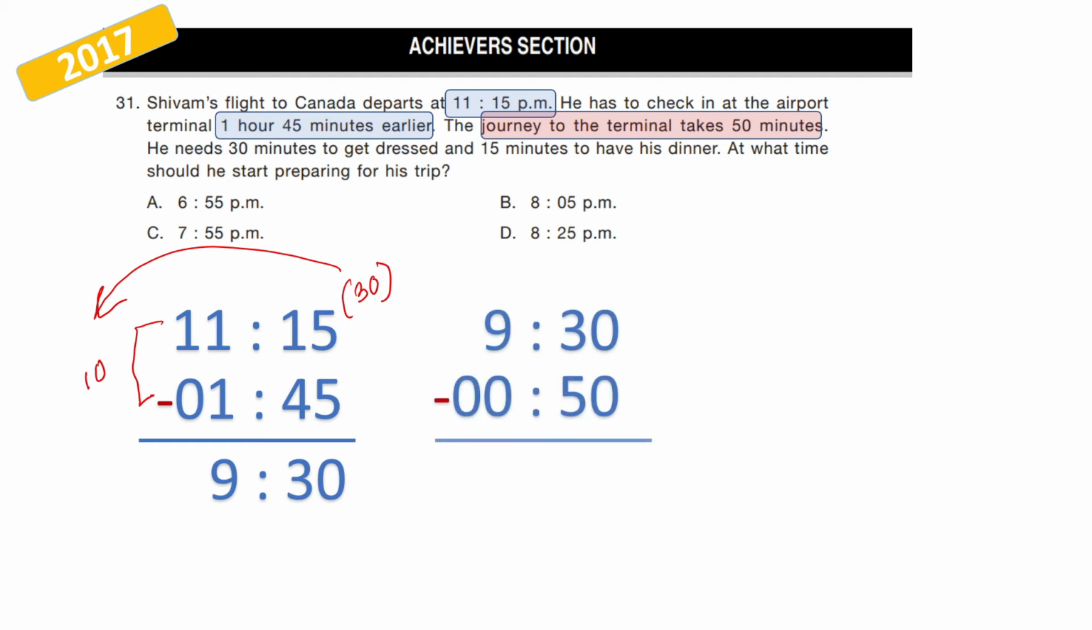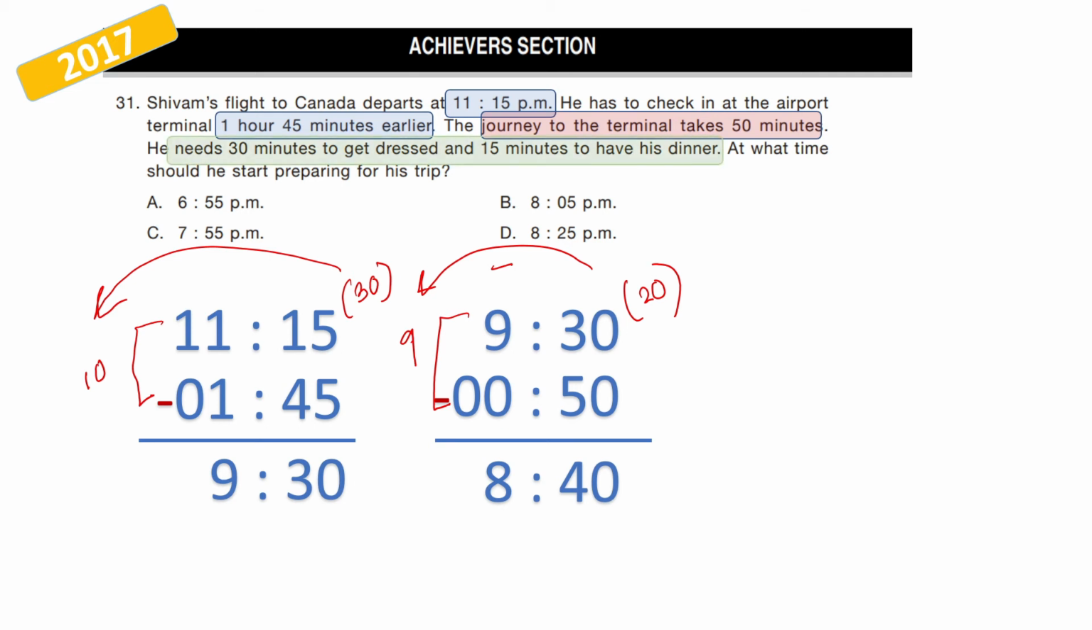So again from 9:30 we reduce 50 minutes. Now going by the same subtraction, 30 minus 50 is 20 minutes, and in the hours what we have is 9. So now you reduce 20 minutes from 9 hours. That is nothing but 8:40. Now the next piece of information tells us that he needs 30 minutes to get dressed and 15 minutes to have his dinner. So in all he needs 45 minutes to get ready.